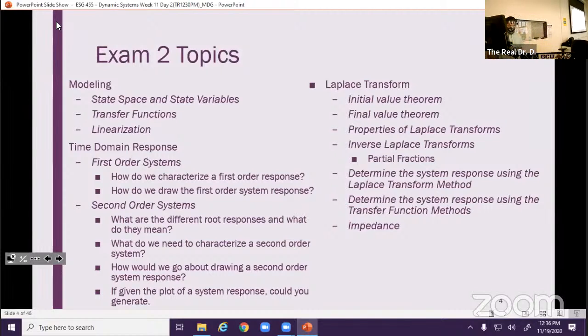Okay. So modeling. All right, we need to know state space, we need to know transfer functions. Right? Transfer functions are really important, right? Because the entire Laplace transform method, right, if we have 0 initial conditions, breaks down into the transfer function method. Right? Linearization. What happens if you run across something in the real world that's nonlinear, like everything? Right? Well, we need to know how to make it look linear.